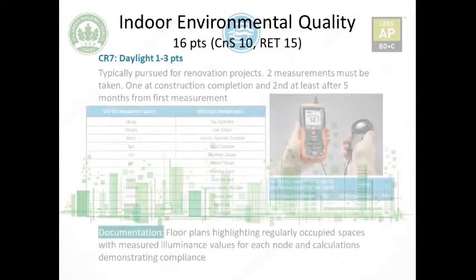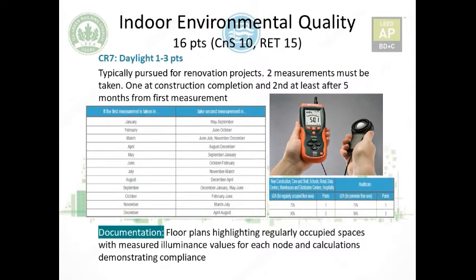Since option number 3 is based on actual measurements, it is typically pursued by renovation projects, and as per the requirement of option number 3, the measurements should be taken at not 1 point but 2 points or 2 intervals. The first one at the construction completion or the renovation completion, and the second at least 5 months from the first measurement. So this is the table that shows if you have taken the first measurement in January, February, then you can take the respective second measurement from the second column of the same table, and based on that, if you are able to show 75 or 90%, you will gain 1 and 2 points respectively.